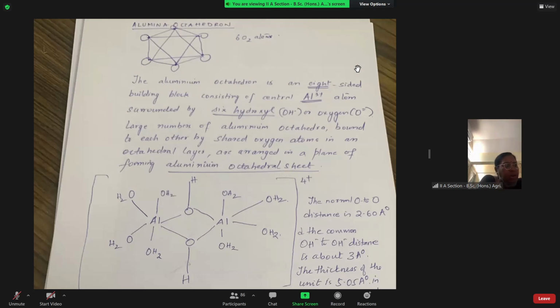So aluminum and or magnesium are the key cations in the second type of sheet. So an aluminum or a magnesium ion surrounded by 6 oxygen atoms or hydroxyl groups gives an 8-sided building block. 8 means octa, 8-sided building block. Therefore, it is termed an octahedron. And the sheet formed due to aluminum is called the octahedral sheet.